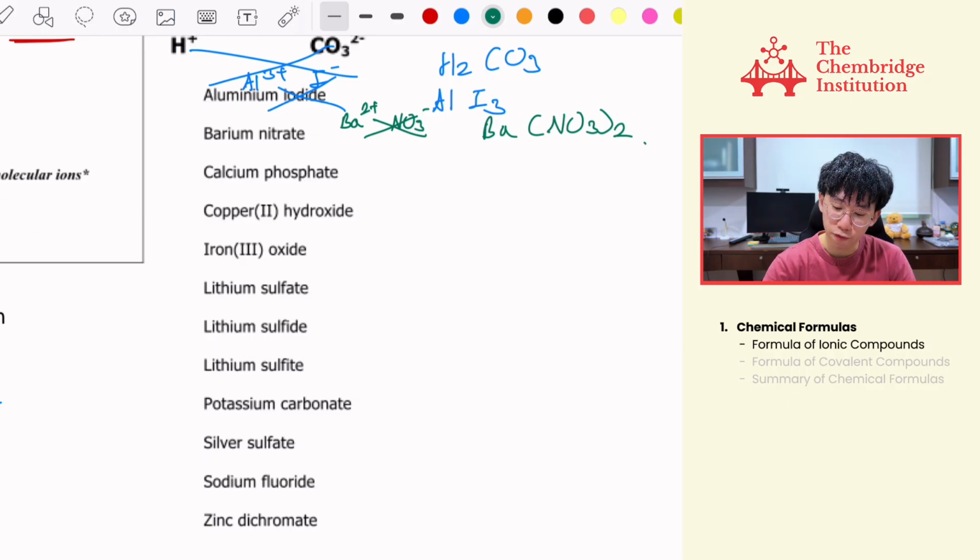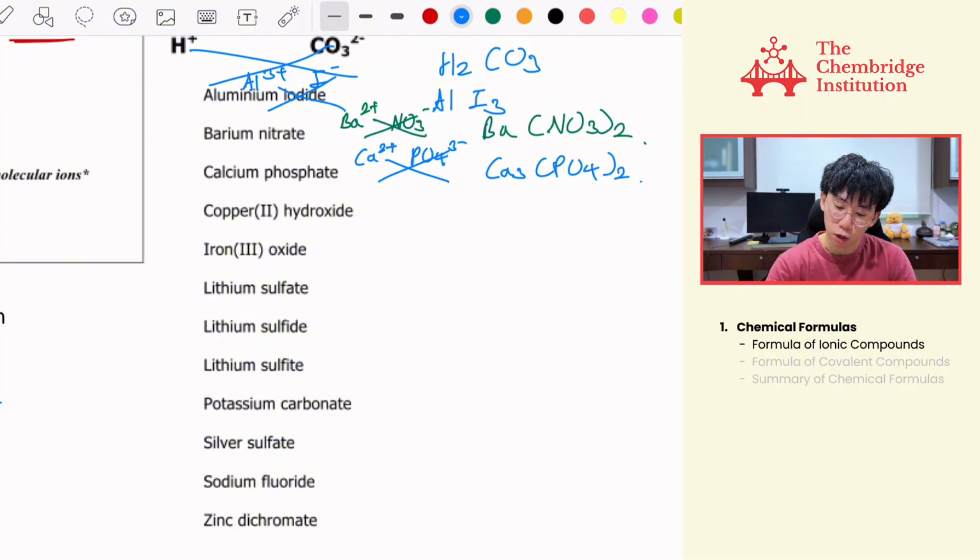Calcium phosphate. This is Ca2+ and PO4 3-. This is another complex ion that you have to go and memorize. Calcium's in group 2, so it's a 2+ charge. So it's going to be crisscross. You're going to get Ca3(PO4)2.